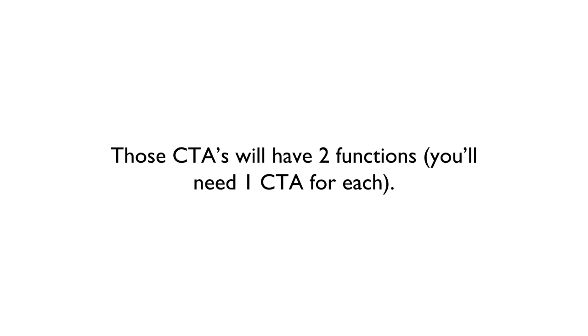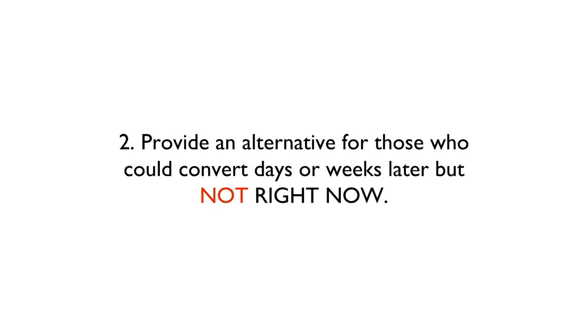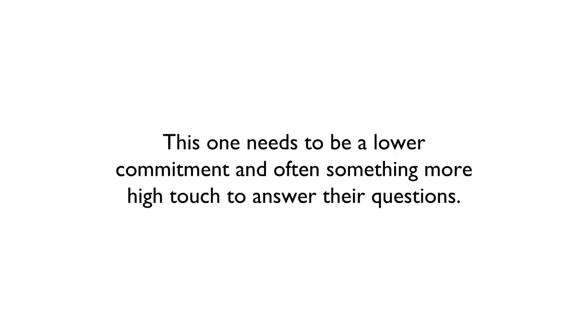Those CTAs will have two functions, and you'll need one for each of them, so two CTAs essentially. One is to convert people that are pretty much ready to buy. Let's say they want a free trial, they want a demo, or they just want to purchase right away. And two is to provide an alternative for those who could convert days or even weeks later, but not right now. And these need to be lower commitment and often something more high touch to answer their questions.